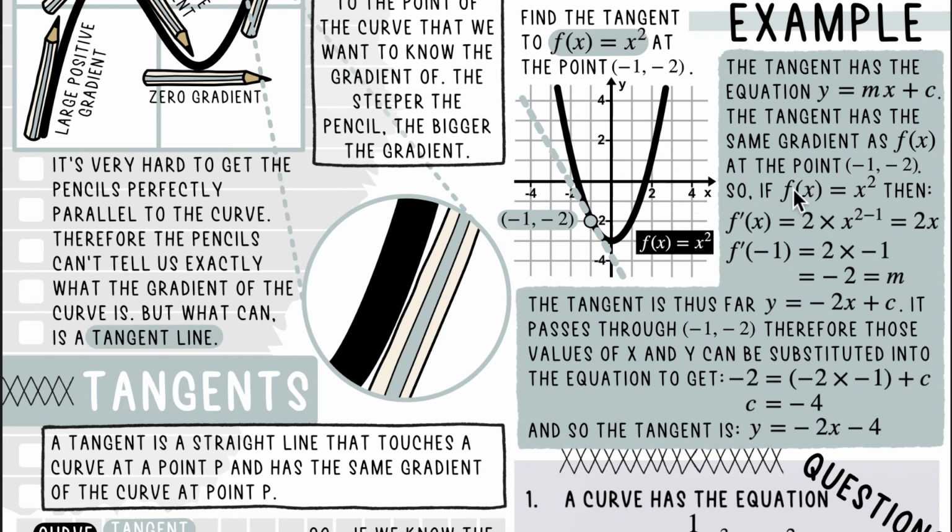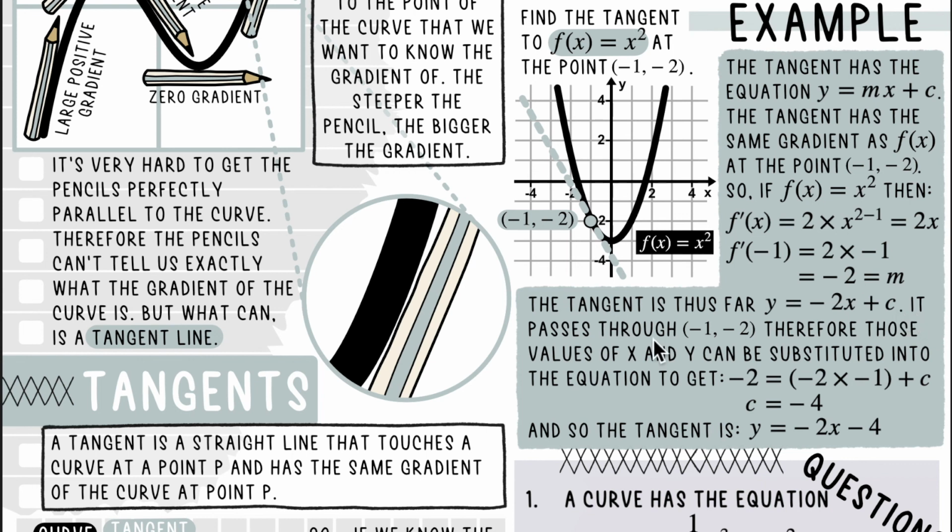We differentiate. So if f of x equals x squared, then f dash of x, its derivative, is equal to 2x. At the point x equals minus 1, the derivative becomes minus 2. So that is the gradient of the curve at the point (-1, -2). The tangent has the same gradient as the curve at this point, i.e. this m must be equal to minus 2. So the tangent so far is y equals minus 2x plus c. We just have to find c now.